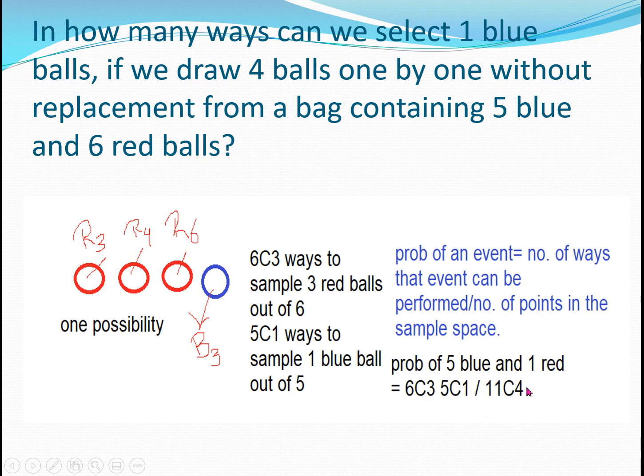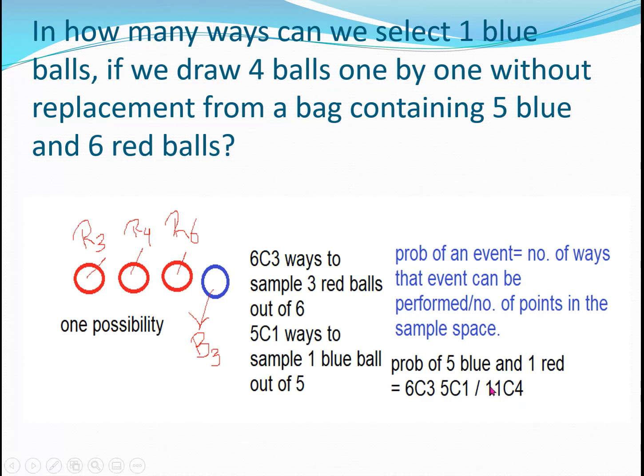So how come this 11C4, by the way? You see, in total we have 5 plus 6, 11 balls, and the total sample size is 4. So actually I am dividing by all possible ways in which a sample of size 4 could be selected out of a total of 11 balls. Why? Because probability of an event is the number of ways that event can be performed divided by the number of points in the sample space. So what's the sample space? All possible ways of selecting 4 balls out of these 11 balls. So that's why I'm dividing by 11C4.